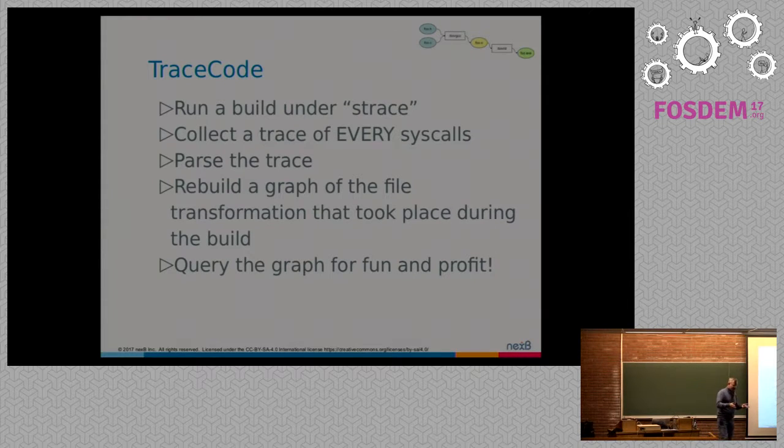And so the tool I'm presenting today is called tracecode. What it does is use another tool called strace, which is a system call tracer, and you just run your unmodified build under strace. It captures every single system call that happens at the kernel level, so very low-level operations, read, write, open file, close file, that kind of thing, on all the processes. And then it parses this trace and rebuilds a graph of all these file transformations and all the executables that were involved in that process.